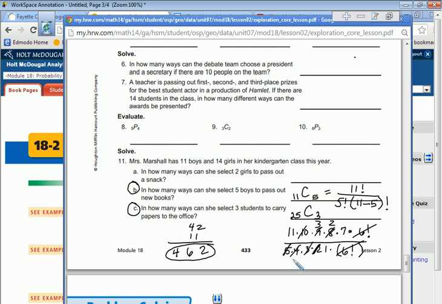Yes, ma'am. Can you do number 6? Number 6. How many ways can a debate team choose a president and a secretary? We're assigning offices. This is no longer a group or a committee. We are assigning roles, so this is not a combination, it is a permutation. So it's the permutations of 10 and how many do we have? Just president and secretary, so we are choosing 2. So it would be 10 factorial over 10 minus 2 factorial. So it ends up being 10 times 9 because the 8 factorials cancel, so it is 90.